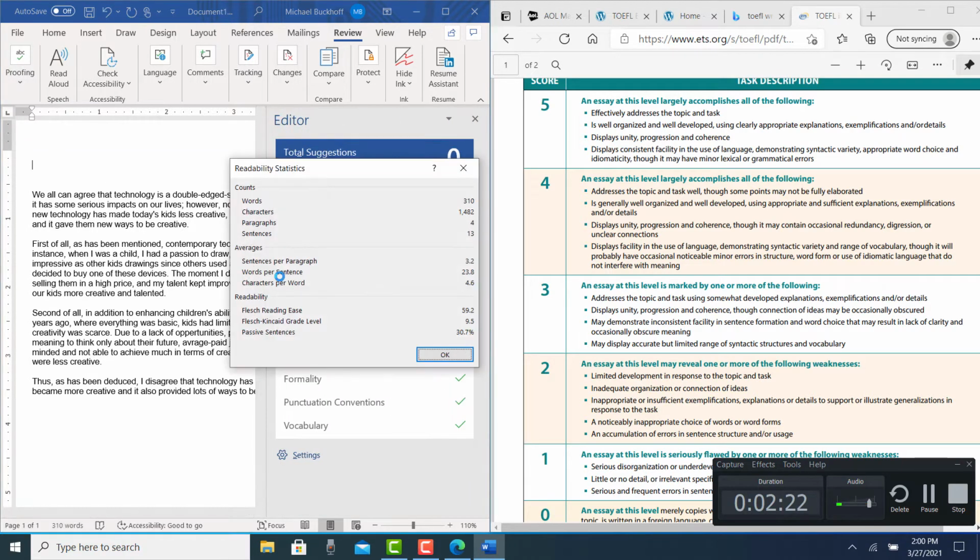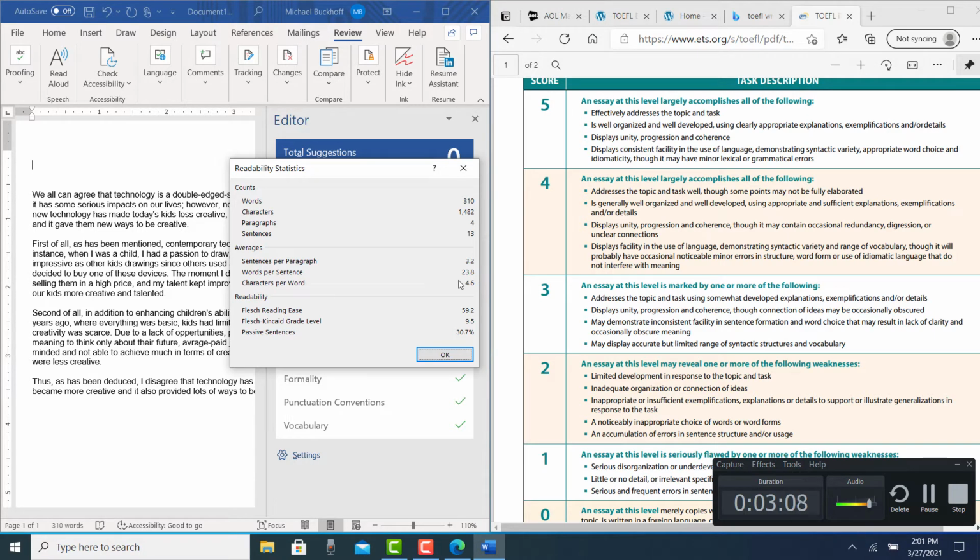Okay, so let's take a look at it. Remember, the reason I'm looking at these readability statistics is I'm looking over here at the ETS's rubric and looking at limited range of syntactic structures and vocabulary. So your grade level for what you wrote is 9.5, so you're not even high school level really in your writing. The average words per sentence, you have 23.8, which isn't terrible, but it doesn't give you college level. I had one of my students yesterday submit an essay.